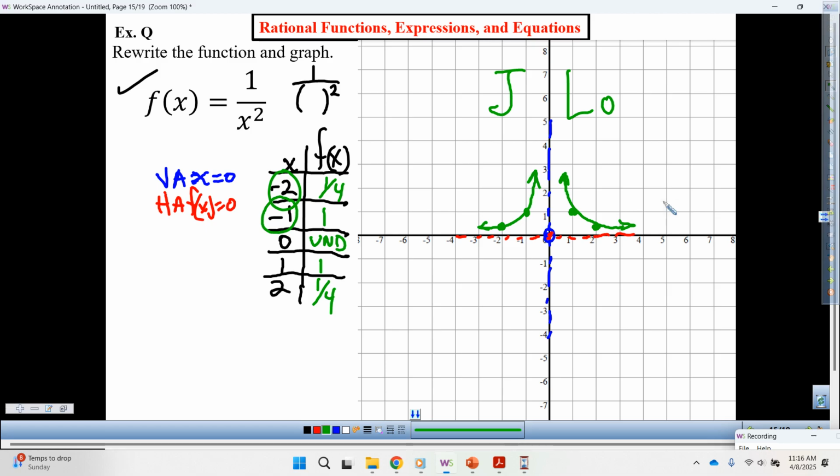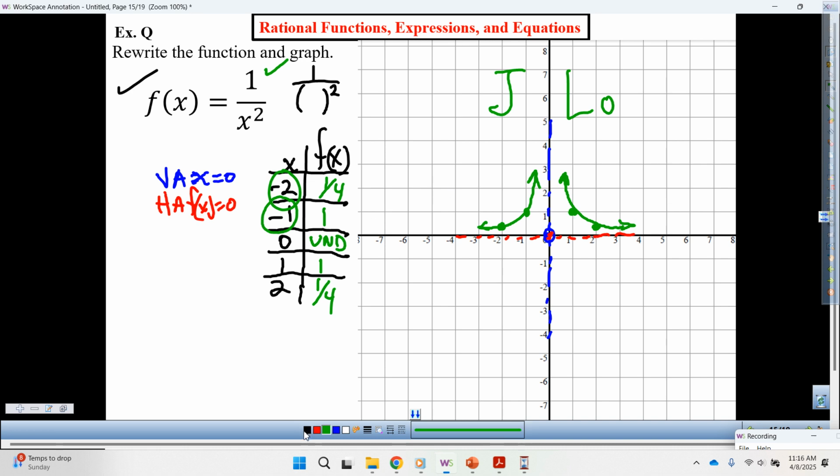So from now on, whenever I say parent function 1 over x squared, we don't need to make a table. We just do the asymptotes, and we use 1 point, 1 step to the left and 1 what? Up. 1 step to the right and 1 up, and we are able to graph those two. Are we there? All right.